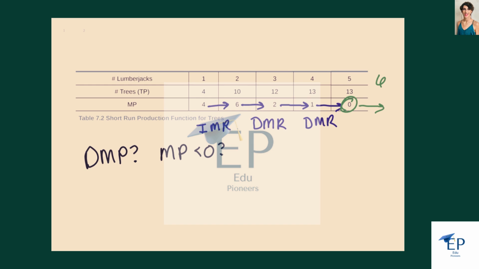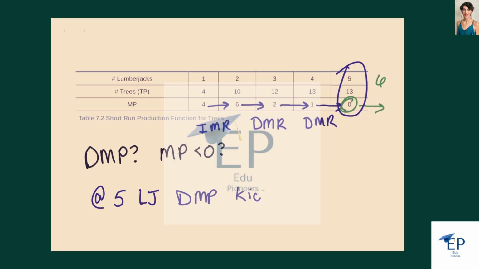So at 5 lumberjacks, diminishing marginal productivity kicks in.